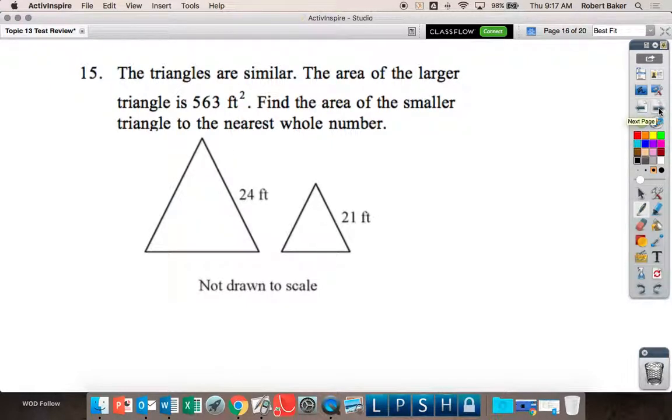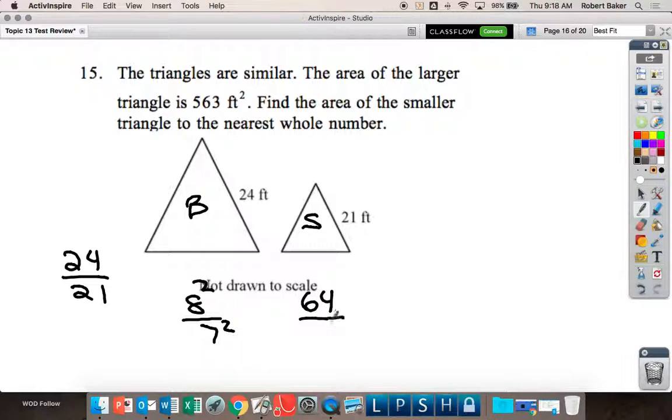It says two triangles are similar. The larger triangle has an area of 563 square feet. Find the area of the smaller triangle to the nearest whole number. Okay, kind of setting up the same thing. You can do big over small. To find their scale factor, you can kind of reduce this to a nice number, which would be 8 over 7. So their scale factor is 8 over 7. To set up a proportion that compares areas, you're going to square both sides, or square the top and square the bottom. You get 64 over 49.